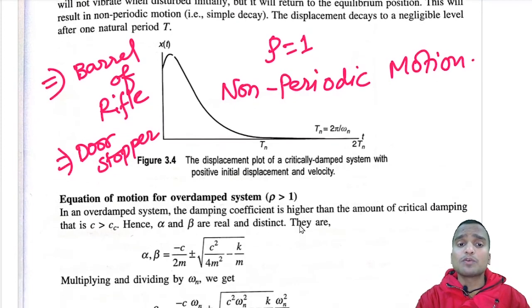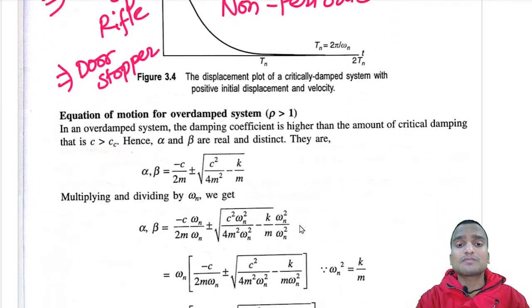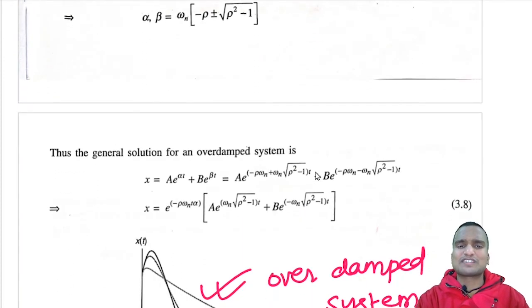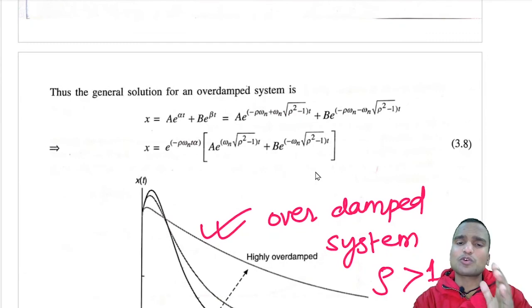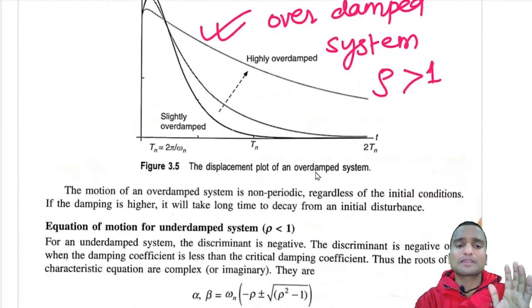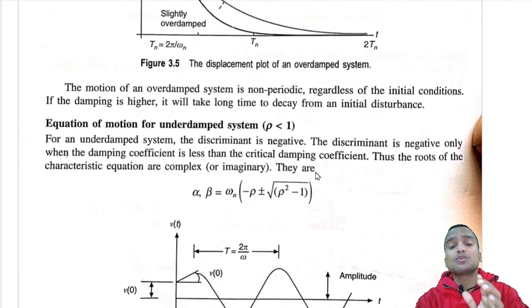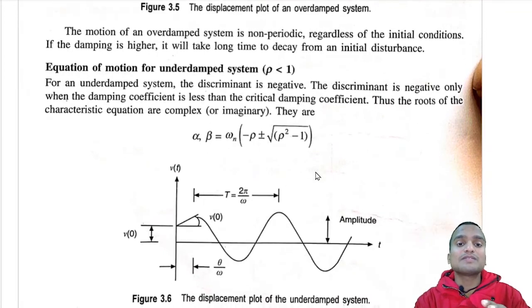And in the next video we will be seeing the over damped system, we will discuss what happens when rho value becomes greater than 1. Of course, if vibration or oscillation is not happening even in critical damping, then with over damping there will be no oscillation at all. But in case of an under damped system, the value of rho is smaller than 1, and in that system the discriminant is negative, so here there is oscillation.